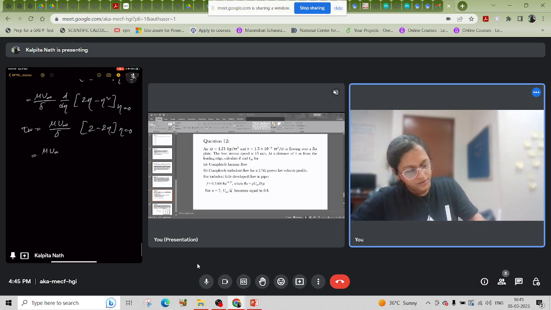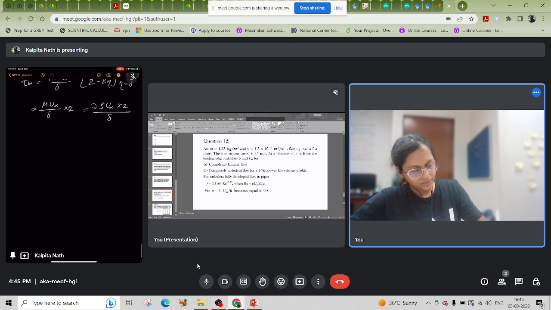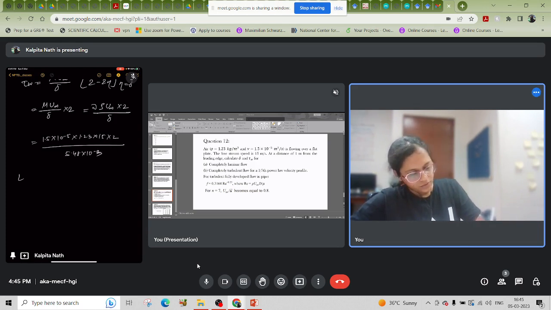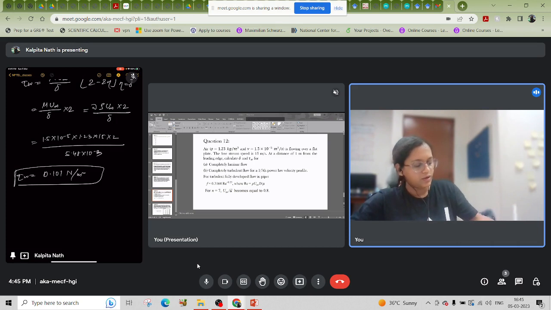Mu u infinity by delta into 2 is equal to nu rho u infinity 2 by delta. 1.5 into 10 to the power minus 5, 1.23 into 15 into 2, 5.48 into 10 to the power minus 2, minus 3. So tau w becomes 0.101 newton per meter square for laminar flow.